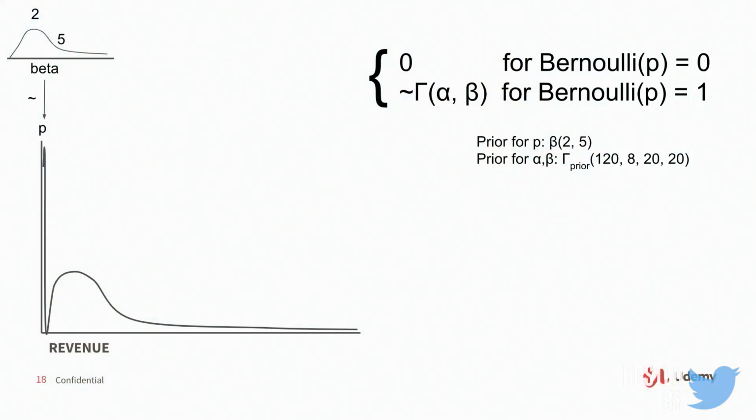And then we also need a prior for the gamma portion of the distribution, so for the alpha and beta parameters. And those alpha and beta parameters will be distributed from some prior that we have. So that's our prior. So that's pretty straightforward. We can do that pretty straightforwardly.